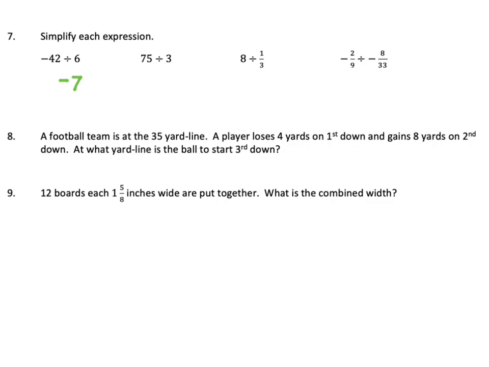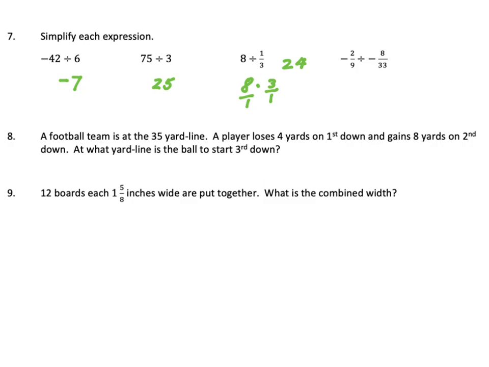75 divided by 3. Think money. 75 cents divided by 3, that's a quarter. That's 25. When we divide with fractions, we're going to multiply by the reciprocal. What is the reciprocal? It's a number that can be multiplied so that the product is 1. And because 1/3 times 3 over 1 is 1, that's reciprocal. So dividing by a third is the same as multiplying by 3. So we could think of this as 8 over 1 times 3 over 1, which is just 24.